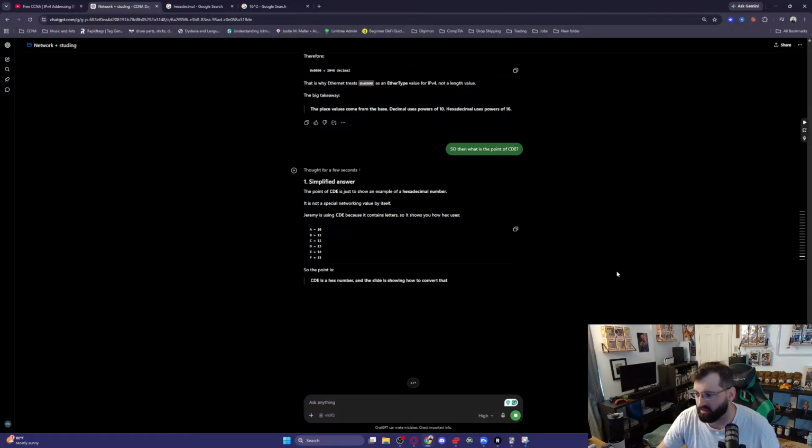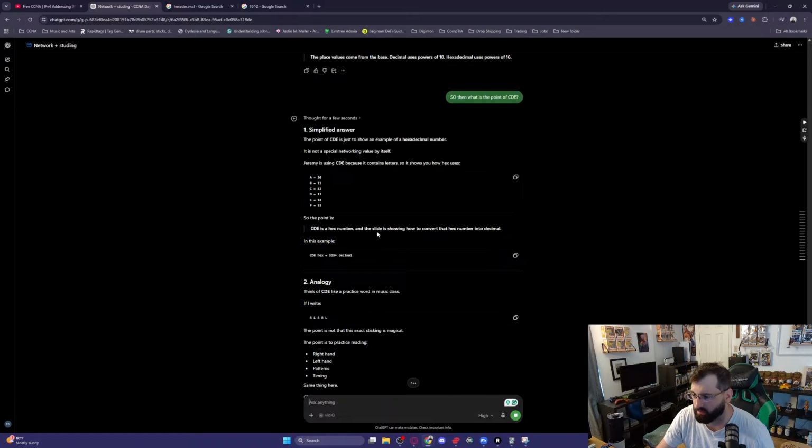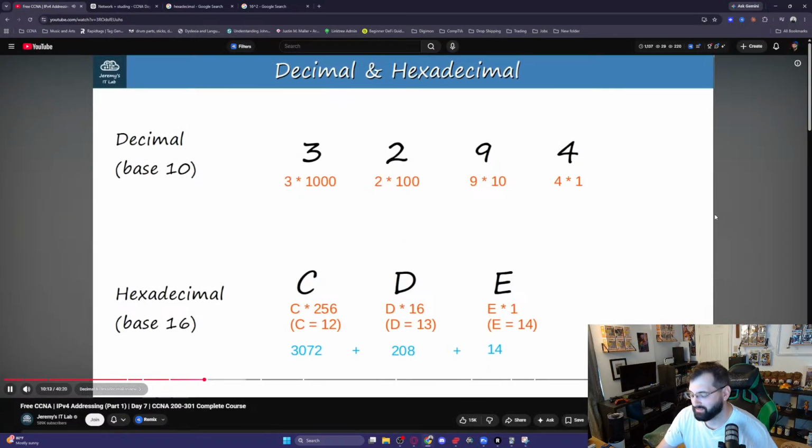Simple answer. The point of CDE is just to show an example of a hexadecimal number. It is not a special networking value by itself. Jeremy is using CDE because it contains letters. It shows you how to use hexadecimals. CDE is a hex number, and the slide shows, okay, blah, blah, blah. Think of CDE like a practice word, like in music class if you use the paradiddle. Yay. 294. So that's a quick review of decimal and hexadecimal.